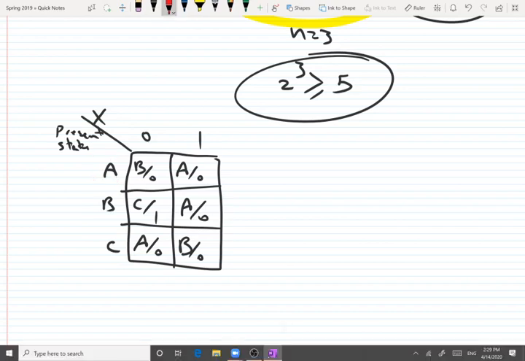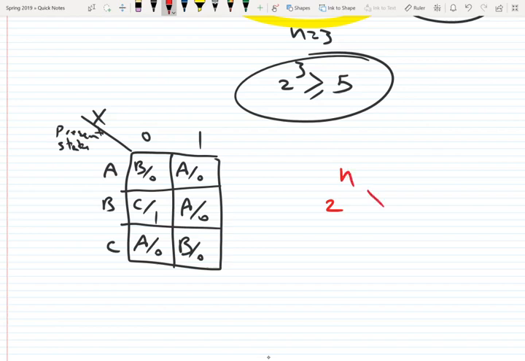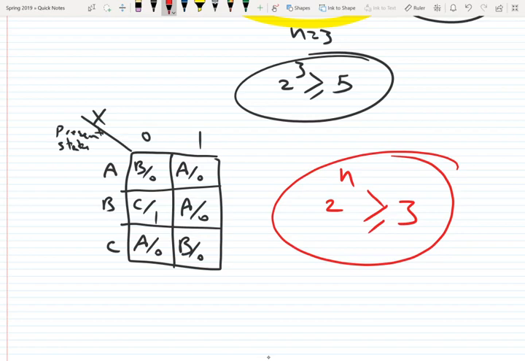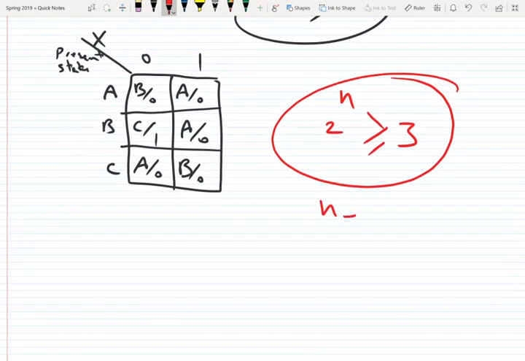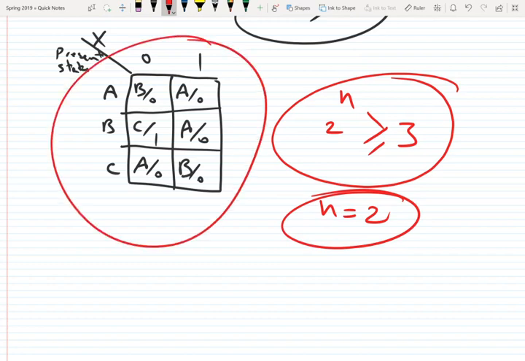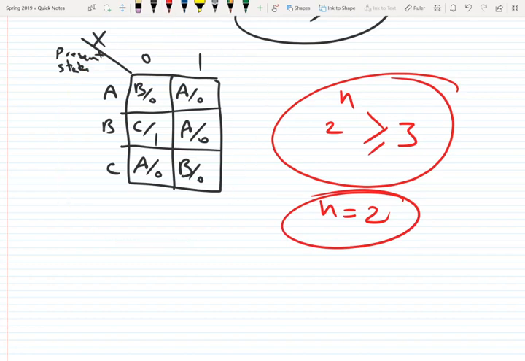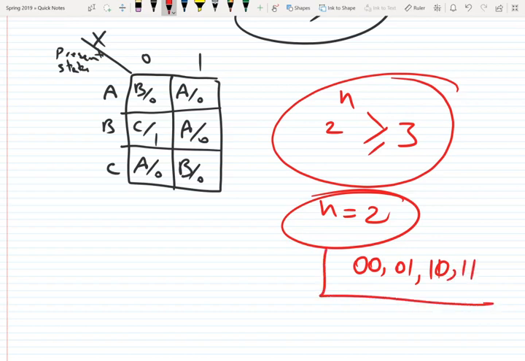We should define n as the smallest n for which 2 to the power of n is greater than or equal to 2. What is n? 2. Very good. So n should be equal to 2. So we need 2 flip-flops to build these states. So we need 2 bits. So 0 0, 0 1, 1 0, and 1 1, because we have 2 states.